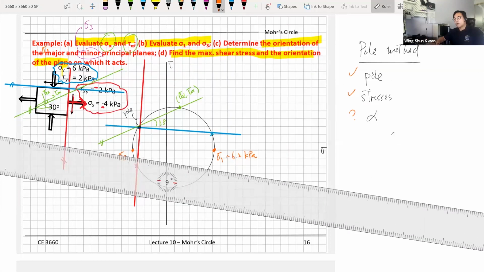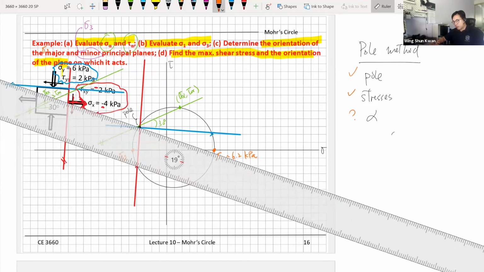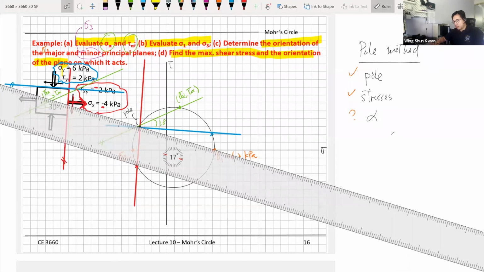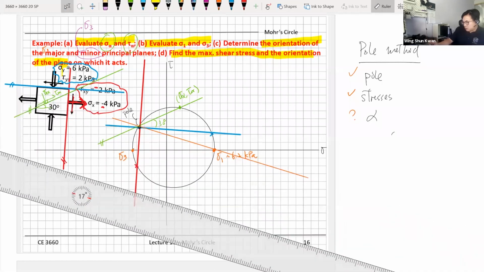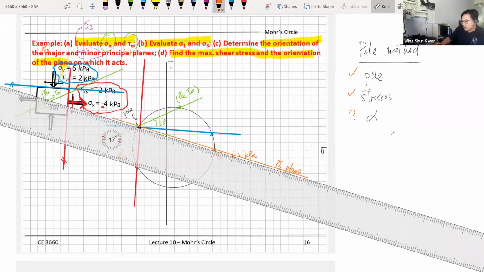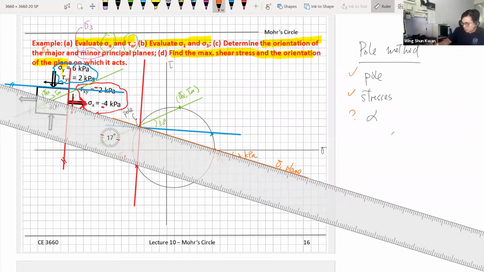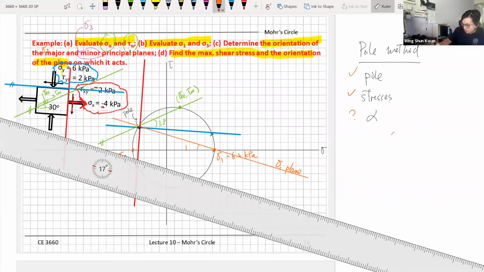So now the stress is sigma 1, and the pole, we identified that already. So this will be my sigma 1. This is my sigma 1 plane. So if we ask for the orientations, that will be this angle. So you know that this is 70 degree. And here will be 180 minus 17. So this is 163 degree to the horizontal. So that will be the orientations of your sigma 1 plane.